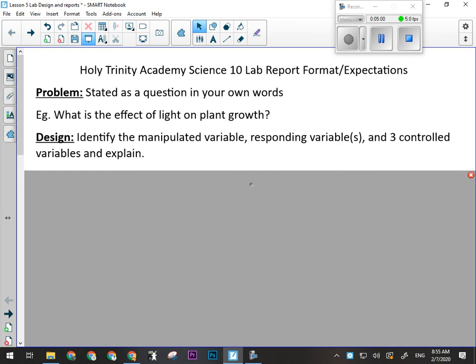Okay, so in the design, we identify the manipulated variable, the responding variable, or sometimes variables, sometimes there's more than one responding variable, and 3 controlled variables, and we explain them all. Okay? It's the explanation part that people usually forget. We're pretty good at identifying what the variables are, but then forget things like explaining.